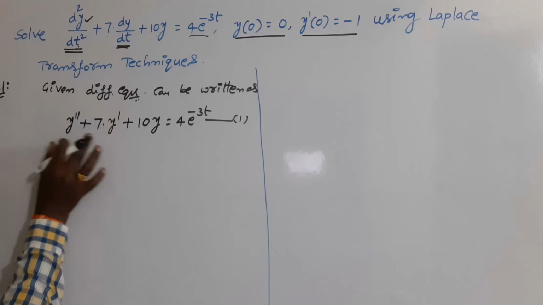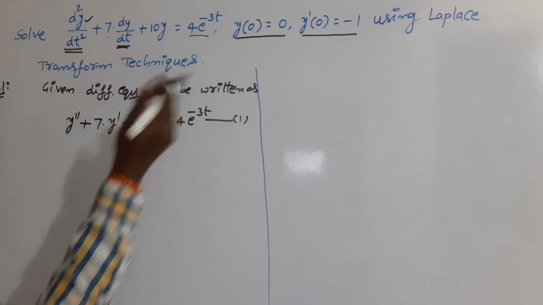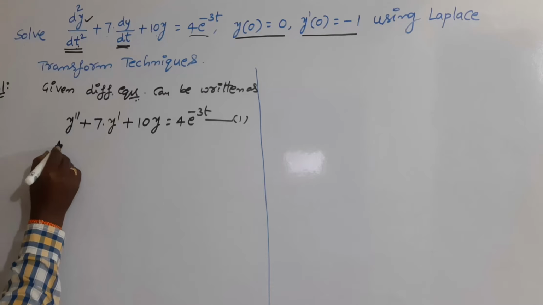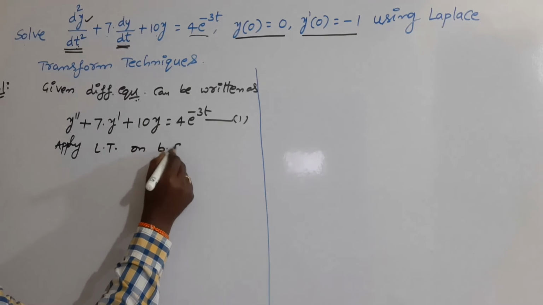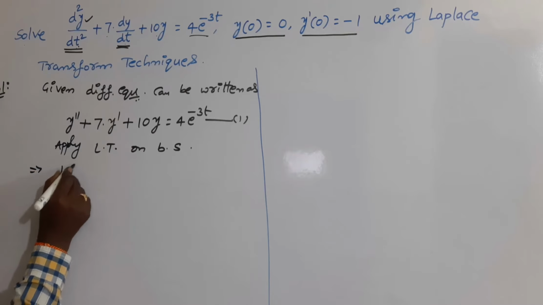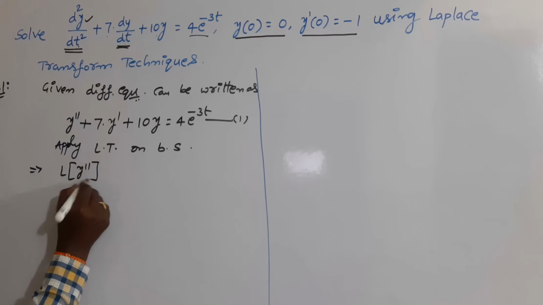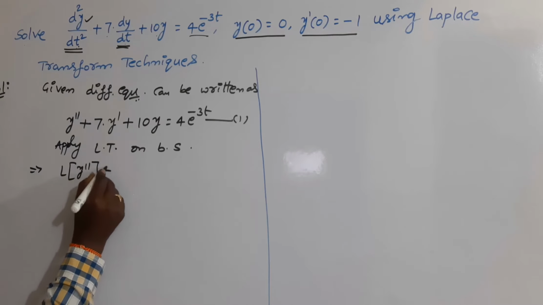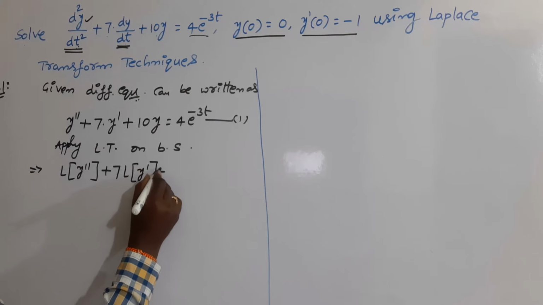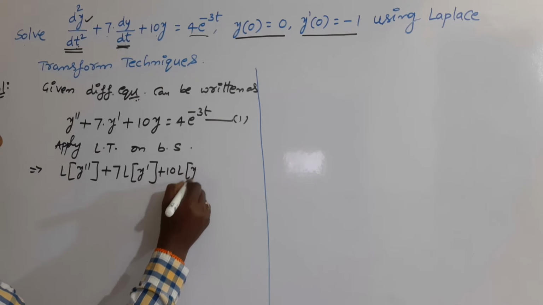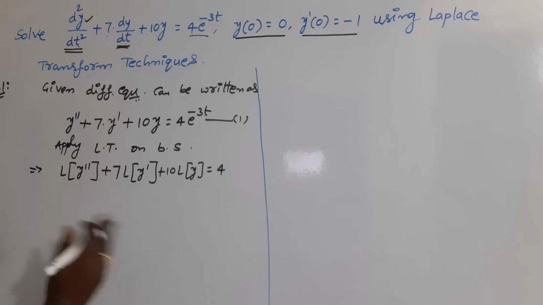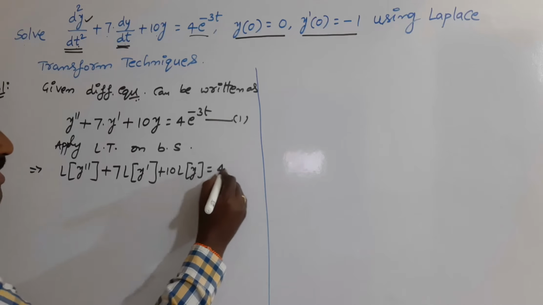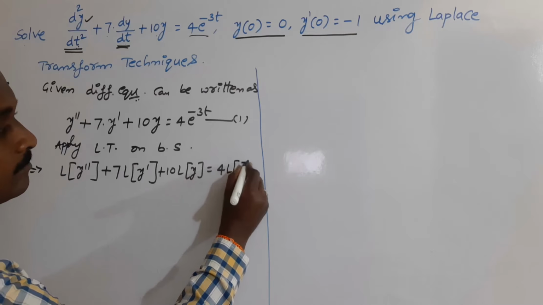Here we are going to solve this ordinary differential equation by using Laplace transformations. That's why first apply Laplace transformations on both sides. So you will get L of y double dash plus, directly I am separating the terms by using the linear property, 7 into L of y dash plus 10 into L of y is equal to 4 into L of e power minus 3t. 4 is the constant term, that's why take it outside from the Laplace operator.